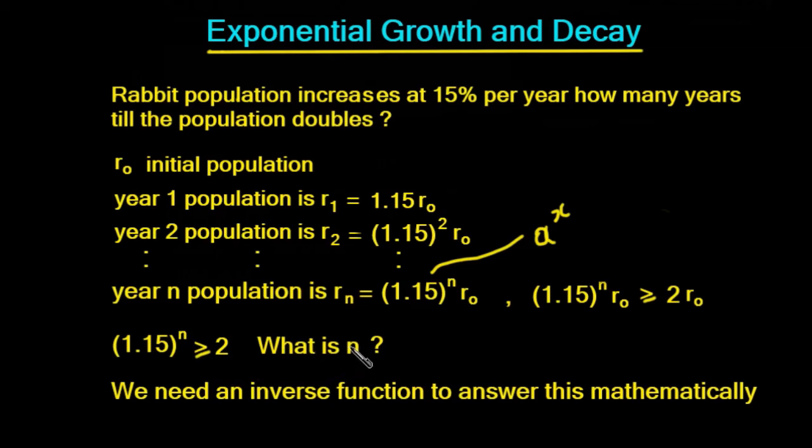We could find the value for n by simply putting values in. We could put in 1, 2, 3, 4 and 5 and so on until we get a value that is greater than or equal to 2. In this instance, if you put the values into your calculator, you'll find that the answer is 5 years. So after 5 years the population will have doubled. But this is not a very mathematical way of finding it. We want to find some other way of solving this equation.